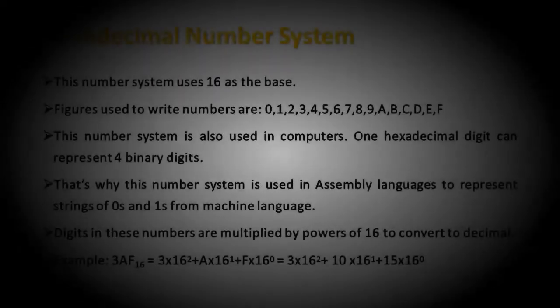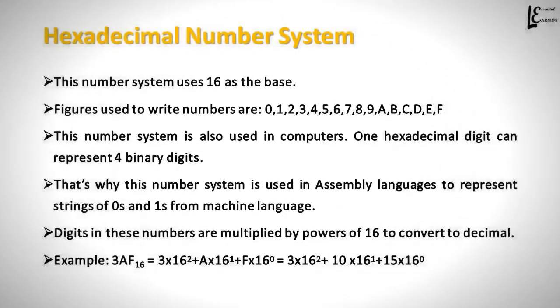Hexadecimal number system uses 16 as base. First 10 figures are same as decimal and 6 figures are taken from alphabet letters. This number system is also used in computers. One hexadecimal digit can represent 4 binary numbers. That's why this number system is used in assembly languages to represent strings of zeros and ones from machine language. Digits in this number system are multiplied by powers of 16 to convert to decimal number system.